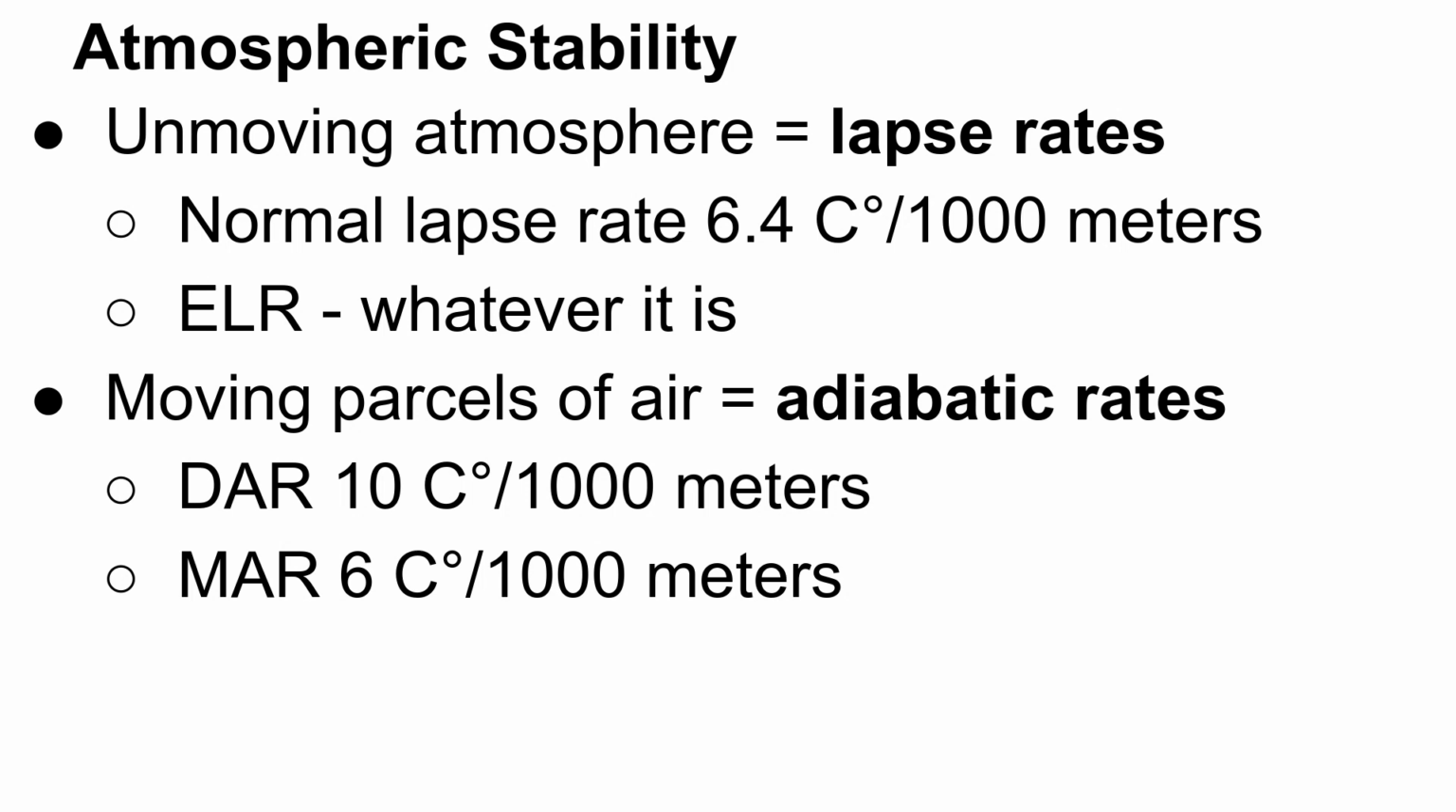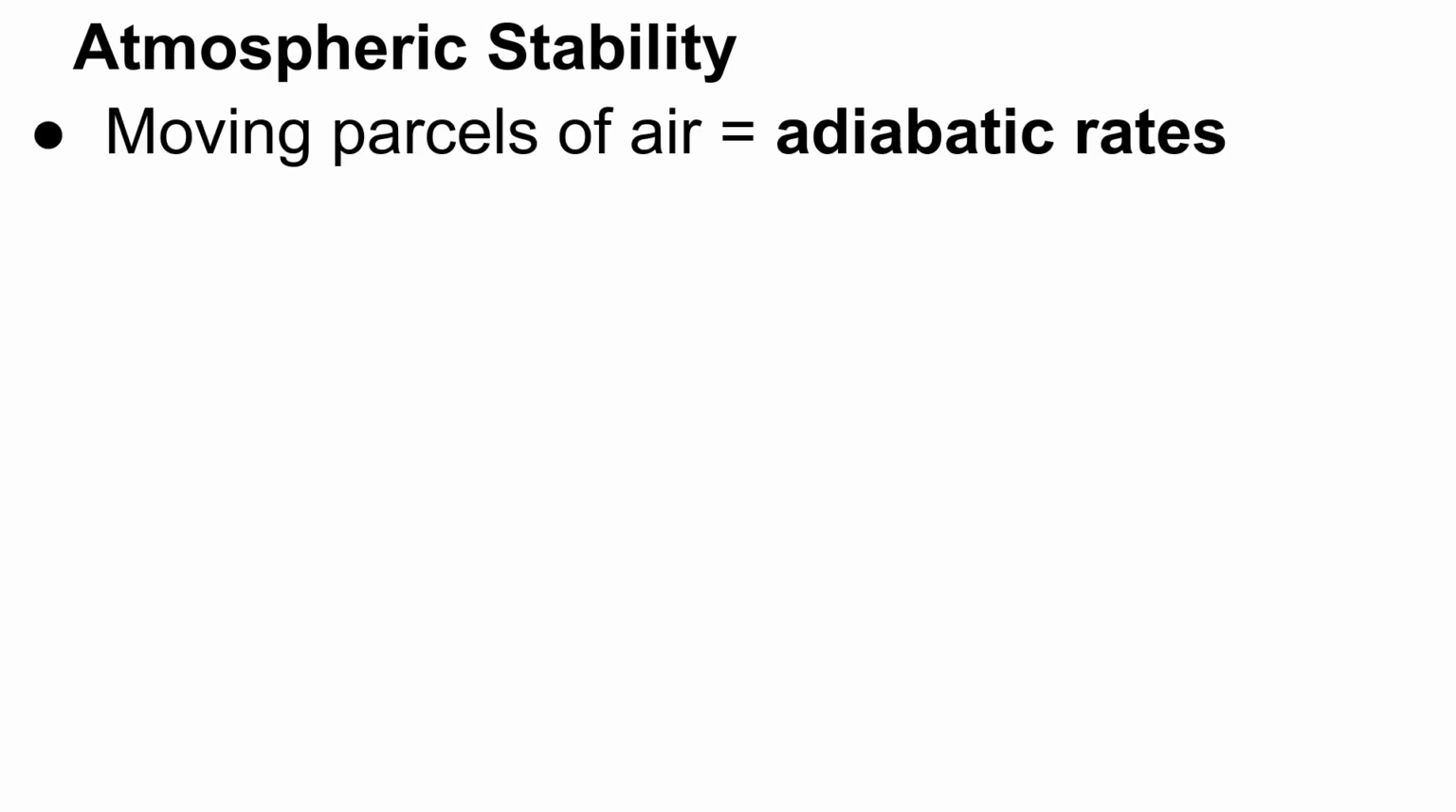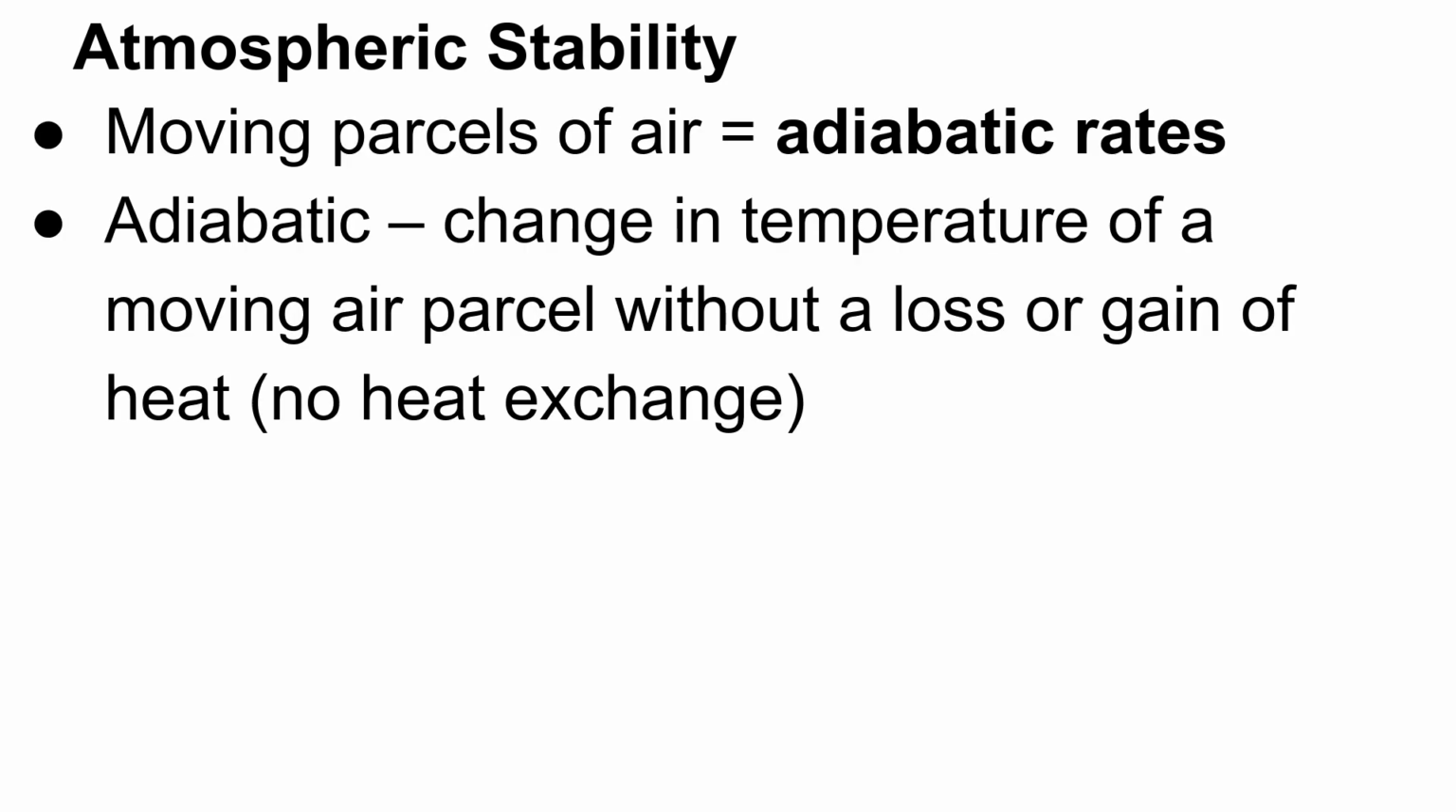So the moist rate is the rate you use after the parcel cools to 100% relative humidity, after the parcel cools to dew point temperature. Once condensation starts, it cools more slowly. So the dry adiabatic rate of 10 degrees and the moist adiabatic rate of 6 degrees apply to a moving parcel of air. Moving parcels of air, the adiabatic rates.